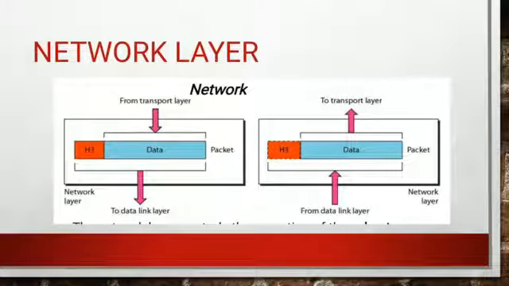Now the data is transmitted to the data link layer, and again from the data link layer it goes to the physical layer. In reverse, on the receiver side, the data is taken from the data link layer, and in the network layer the data packet is transmitted to the transport layer.